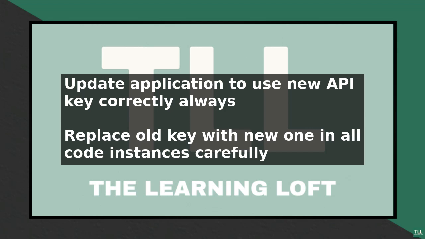As a best practice, schedule regular API key rotations to maintain the highest level of security. It is recommended to rotate API keys every 90 days or as required by your organization's security policy.